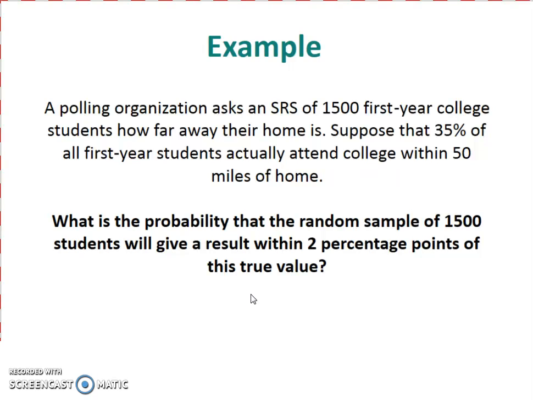Here's an example. A polling organization asks a simple random sample of 1,500 first-year college students how far away their home is. Suppose that 35% of all first-year students actually attend college within 50 miles of home. What is the probability that the random sample of 1,500 students will give a result within 2 percentage points of this true value? We are going to follow a 4-step process here, folks, and we need to write out this 4-step process every single time on every single problem.